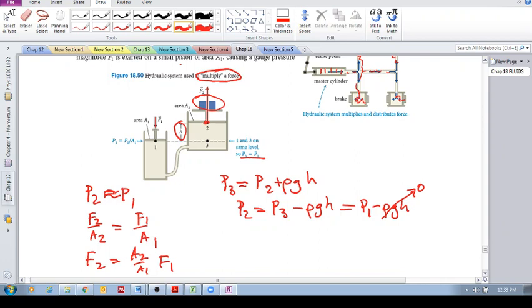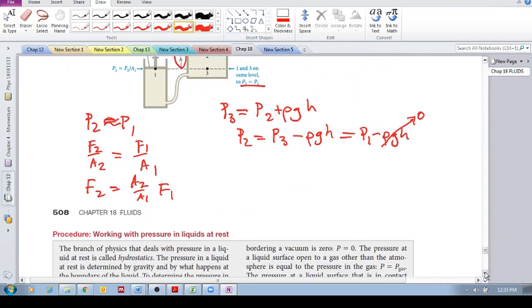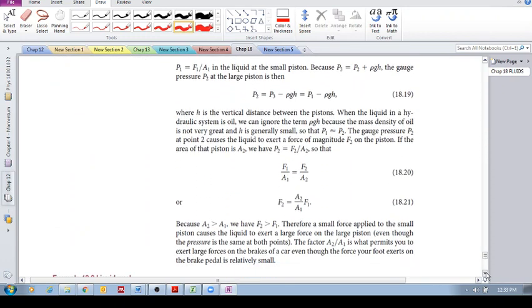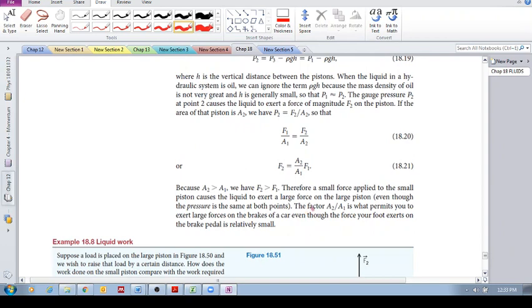Let me see if there's anything else here. That is the idea that we're getting there. That factor, A2 over A1, is what permits you to exert large forces on the brakes of a car, even though the force your foot exerts on the pedal is relatively small. So it takes a small force and multiplies it by this factor, and can actually apply a force to slow down your car.